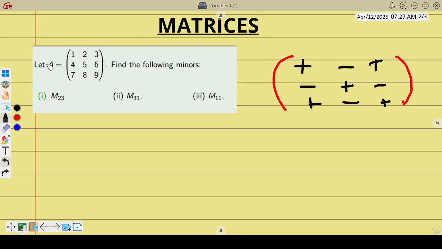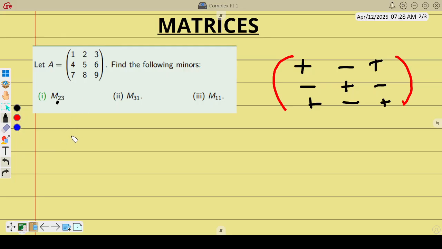So now to find the minor of 2, 3. So remember we said a matrix is made up of rows and columns. So the first number here means a row. So minor of 2, 3 means the minor of the second row and the third column. Yeah, so 1, 2, second row. 1, 2, 3, third row.